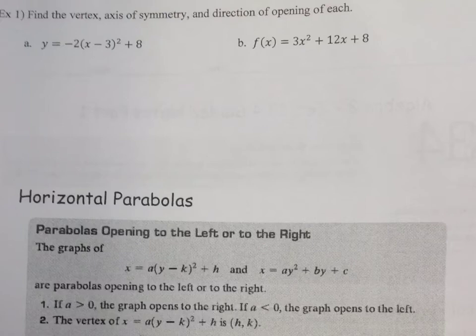So in this one right here, you got, for A, y equals -2 times (x minus 3) squared plus 8. First thing we want to find is the vertex. The vertex is h and k. Remember, h, we said, is the opposite sign. So if this is h and that's k, we're going to have opposite sign for h. It's 3 and same sign for k, so it's (3, 8).